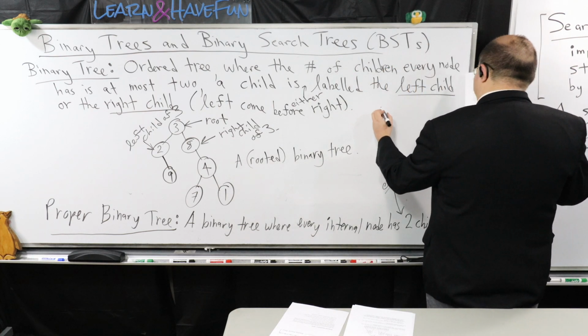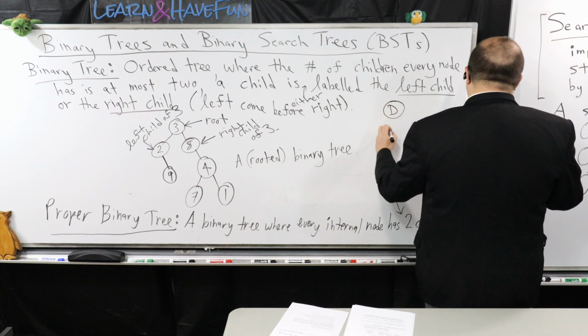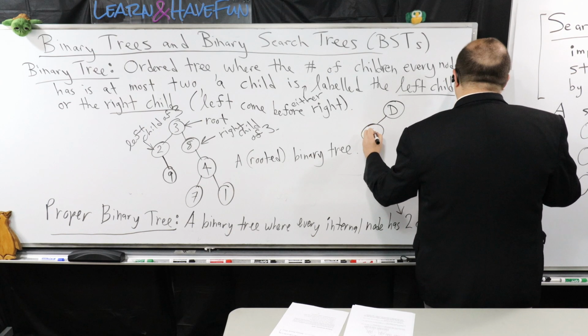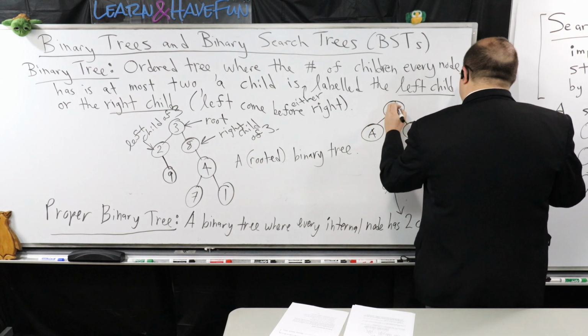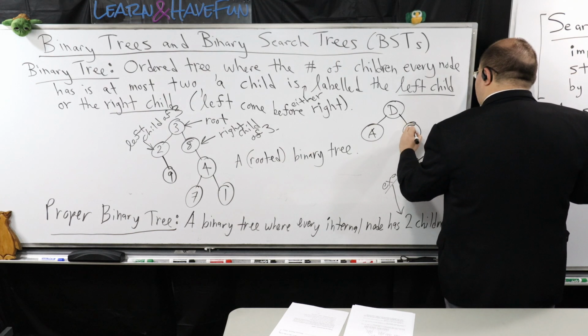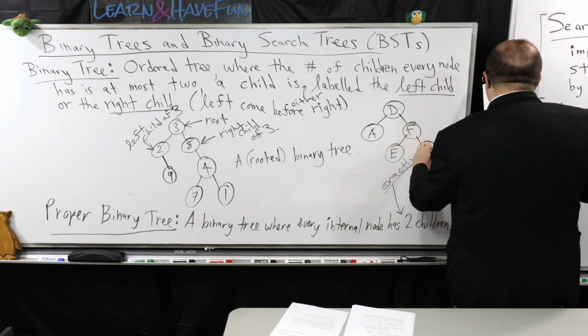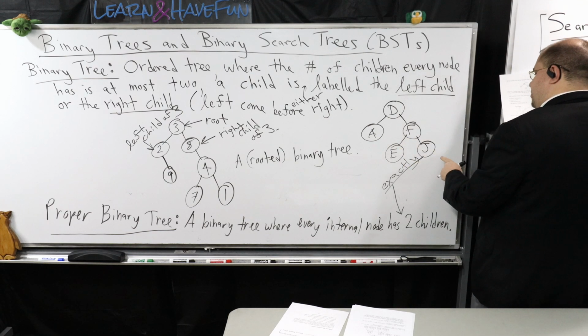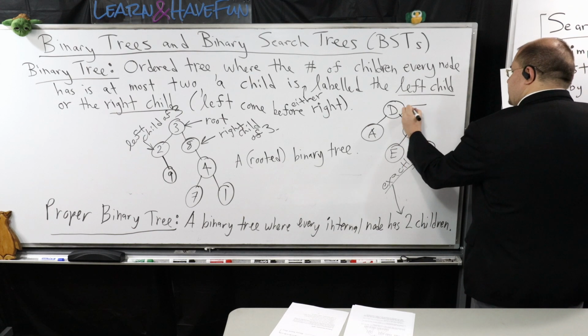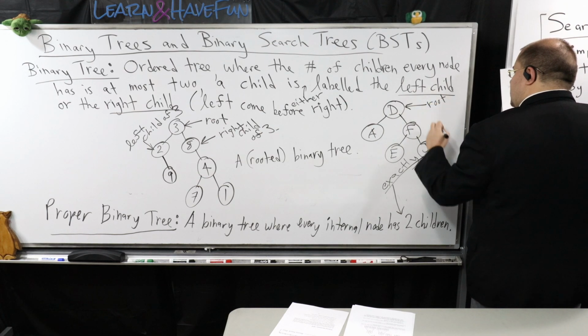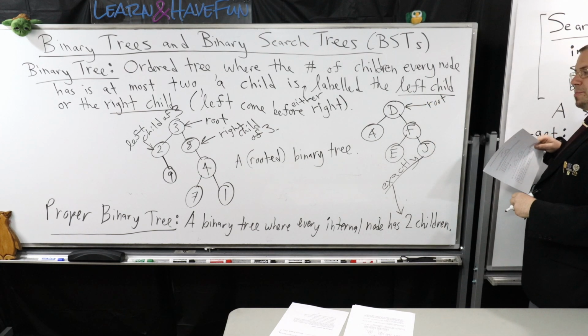So here's just another doodle of a binary tree. The root's going to be D. I'm going to have A and F as its children, and I'm going to have E and J as the left and right children of F. So this is the root right here. Question: is this a proper binary tree?